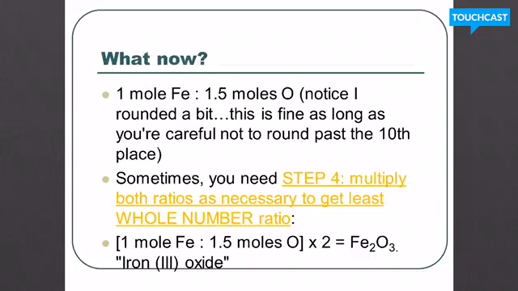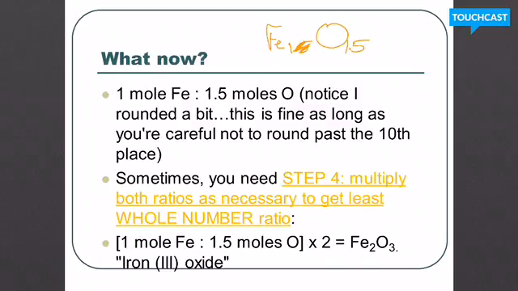Every once in a while, you're going to have to create a step 4. And this is a good example. We have a ratio where you see a 1 to a 1.5. You would never see me write a formula like this, you know. I've got iron 1, sorry, this is the 1, and oxygen 1.5. You would never see subscripts like that. That's silly. Subscripts have to be in whole number ratios.